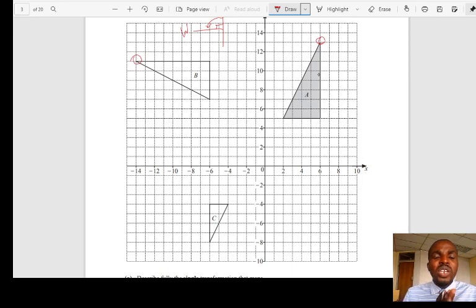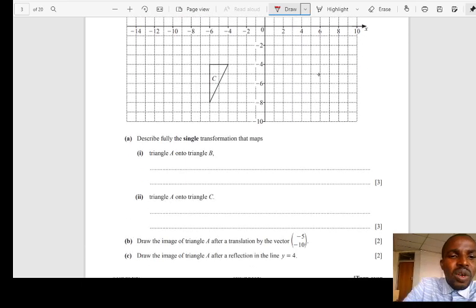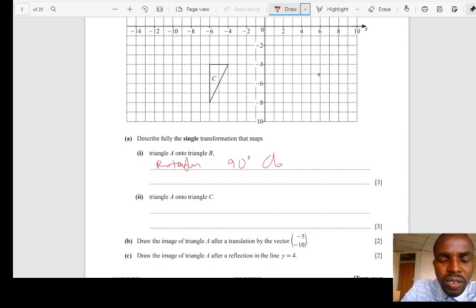First, what you have to check is the size. Is the size the same or has the size changed? In this case, the size is still the same. If direction is not changed, it will be a translation or a reflection. But in this case, direction has changed, so it will automatically be a rotation, which is in this case 90 degrees anti-clockwise. So I write here rotation, 90 degrees anti-clockwise.